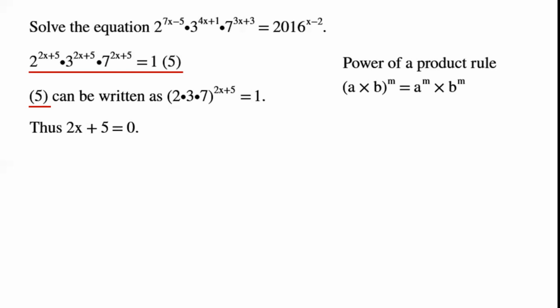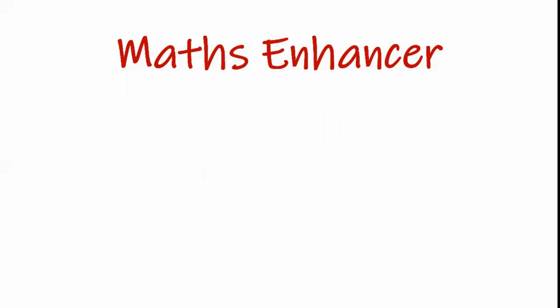Thus, 2x plus 5 equals 0. By rearranging the equation, we have x equals minus 2.5.